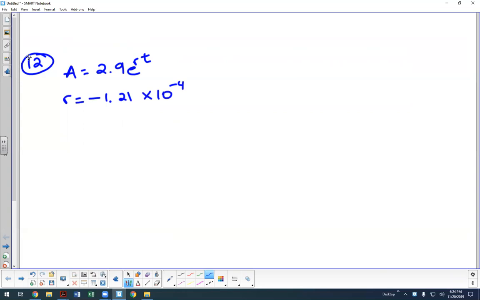And the two questions they're asking us is to find what was the initial amount, and what amount would be present, so find the amount if your time is 6,500 years. So two questions. Let's start with that first one.